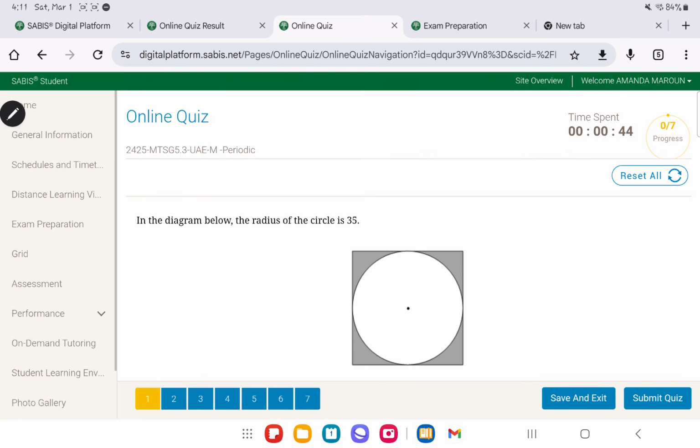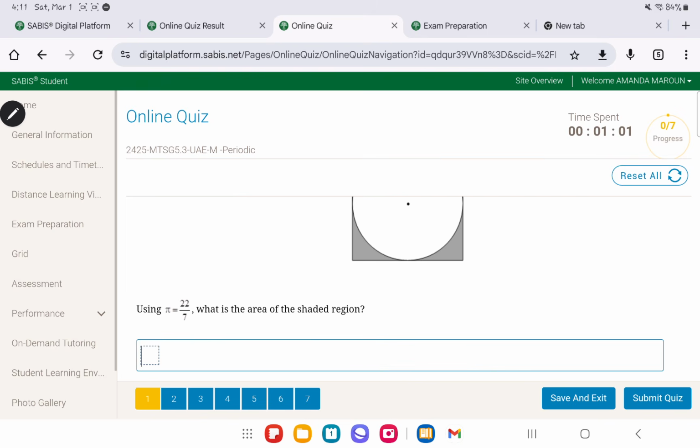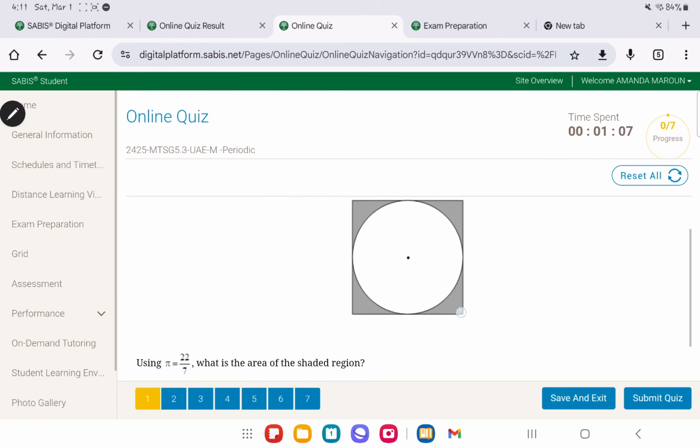So today I'll be explaining the geometry section 5.3 course practice quiz. And let's start. In the diagram below, the radius of the circle is 35. So keep in mind the radius of the circle is 35 centimeters. Now, they said using pi is 22 over 7, what is the area of the shaded region?